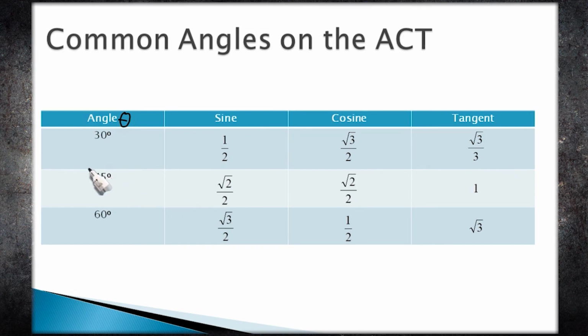The same holds true if the angle is 45. If theta is 45 in a right triangle, then sine is the square root of 2 over 2, cosine is the square root of 2 over 2, and tangent is 1. If angle theta in a right triangle is 60, then sine is the square root of 3 over 2, cosine is 1 over 2, and tangent is the square root of 3.